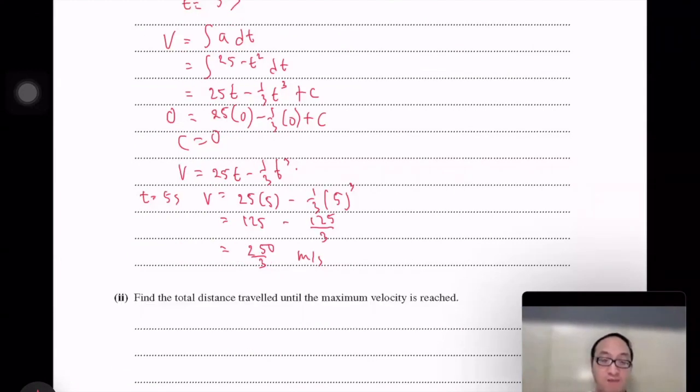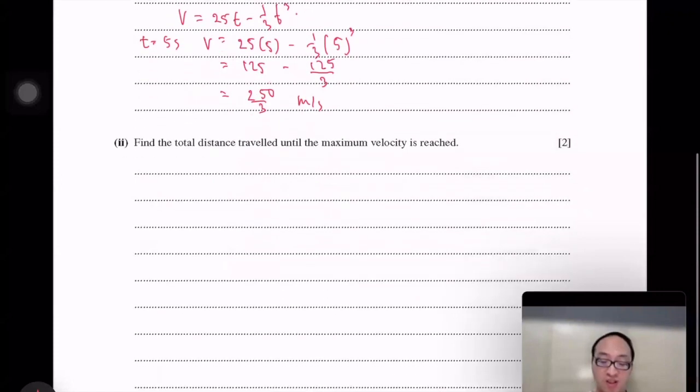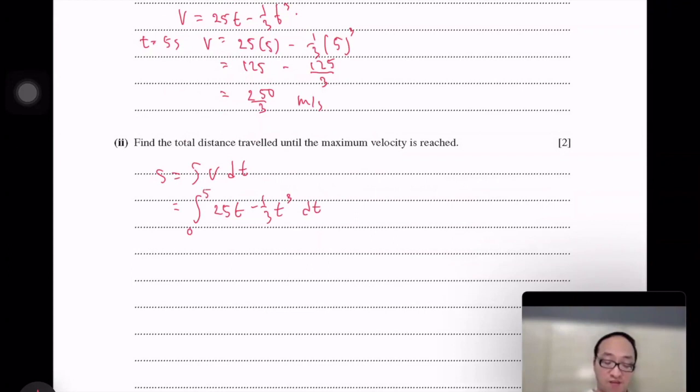Now find the total distance traveled until the maximum velocity is reached. So we can just use integration. So s is the integral of v dt. So the integral of 25t minus 1 over 3 t cubed dt from 0 to 5.